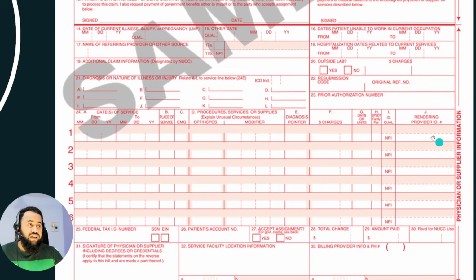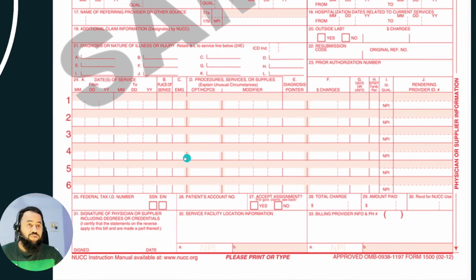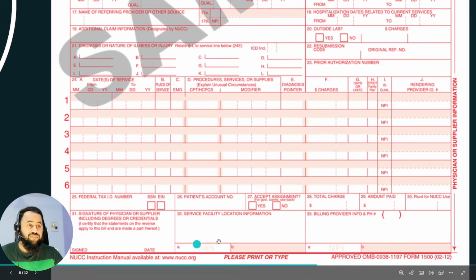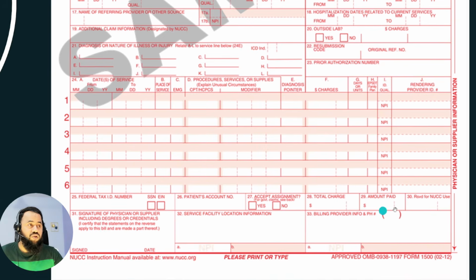What are the units? And we can add the NPI, the national provider identifier, like the rendering provider NPI. Down below we can see a national tax identification number as well, and we can add that here. Here we have the signatures, service facility location information, billing provider information, total charge, and amount paid. So when we add these details in our medical billing software, the software captures all that information and converts it into this form.